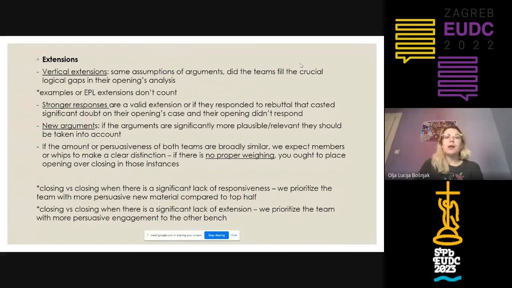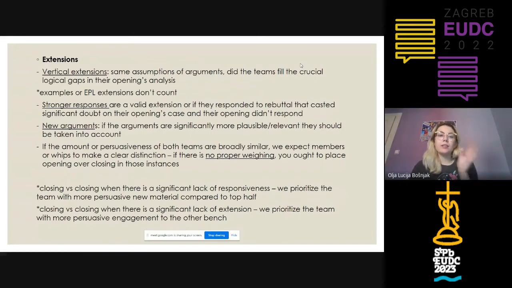In terms of extensions, again, just wanted to mention here, I guess I was really angry at EPL people. Examples of EPL extensions don't count. We had to mention it twice. And then secondly, stronger responses that we talked about before are a valid extension. Or if you responded to a rebuttal that was strong enough, let's say on top half, and impacted your opening's case, but you made it less likely that it's going to impact yours. Amazing, strong responses, definitely valid extensions. Obviously, new arguments. And if they're just proven in a plausible, relevant way, they should be taken into account.